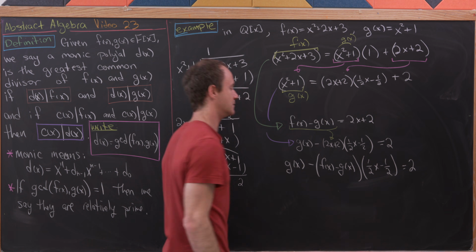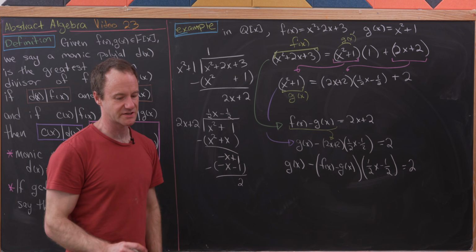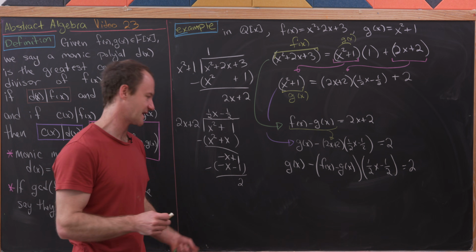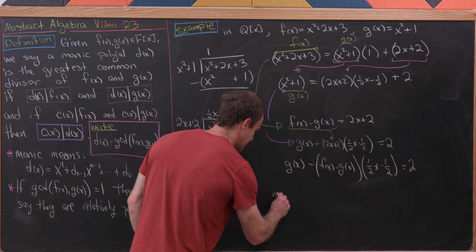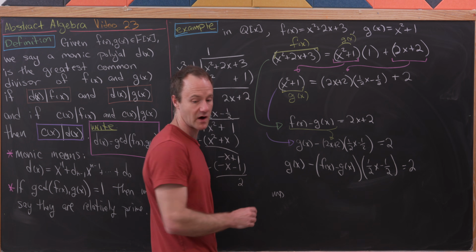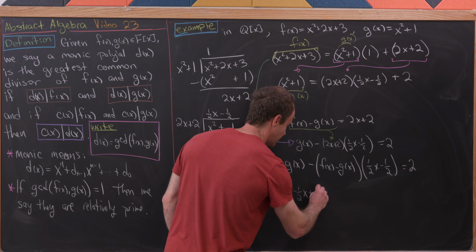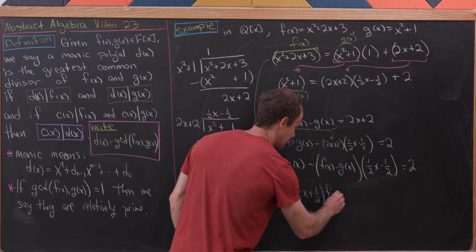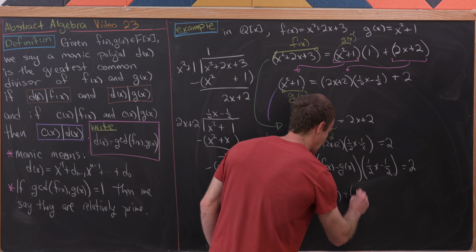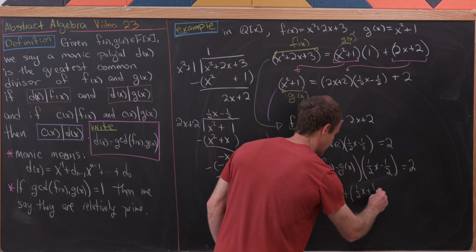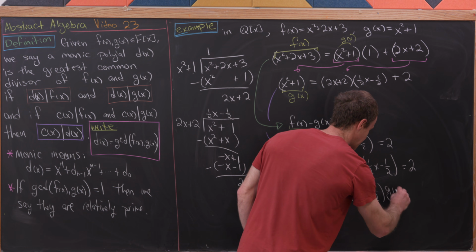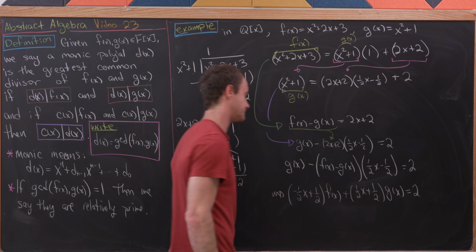equals 2. But now we can combine like terms where we're thinking about our f of x and our g of x as being like terms, and that gives us the following expression. We'll have minus 1/2 x plus 1/2 times f of x, and then we'll have plus 1/2 x plus 1/2 times g of x equals 2.